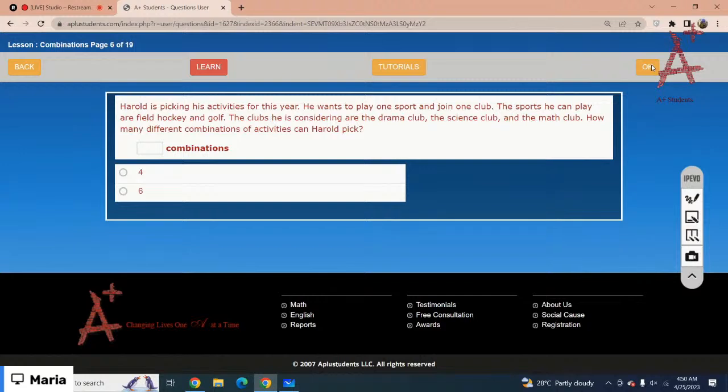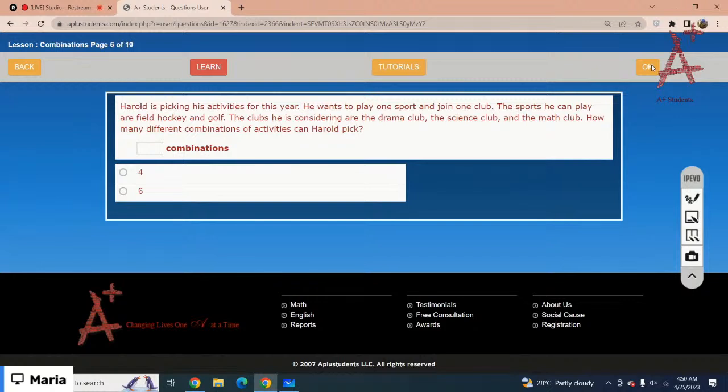Okay. Harold is picking his activities for the year. He wants to play one sport and join one club. The sports he can play are field hockey and golf. The clubs he is considering are drama club, the science club, and the math club. How many different combinations of activity can Harold pick?